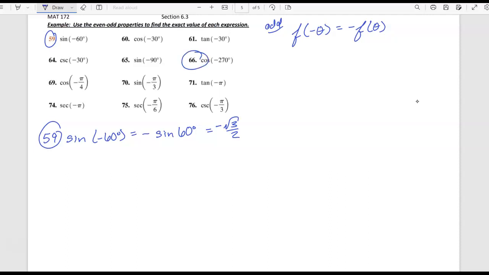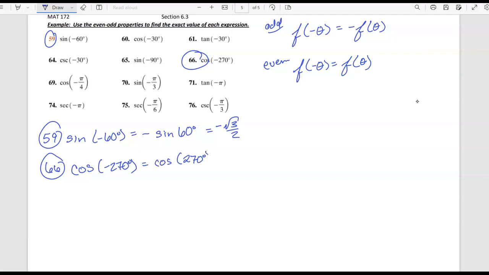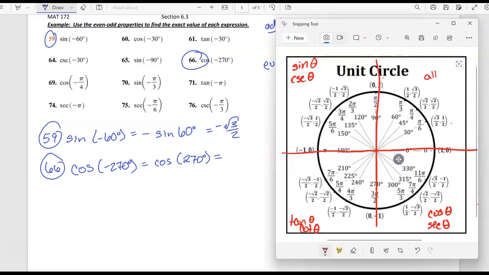Let's do 66. 66 is looking at the cosine of negative 270. Okay, remember cosine is an even function. So what that means is f of negative theta is equal to f of theta. So that would be the same as the cosine of positive 270 degrees. Now going back to our unit circle, 270 would be down here, and that cosine is going to be 0.